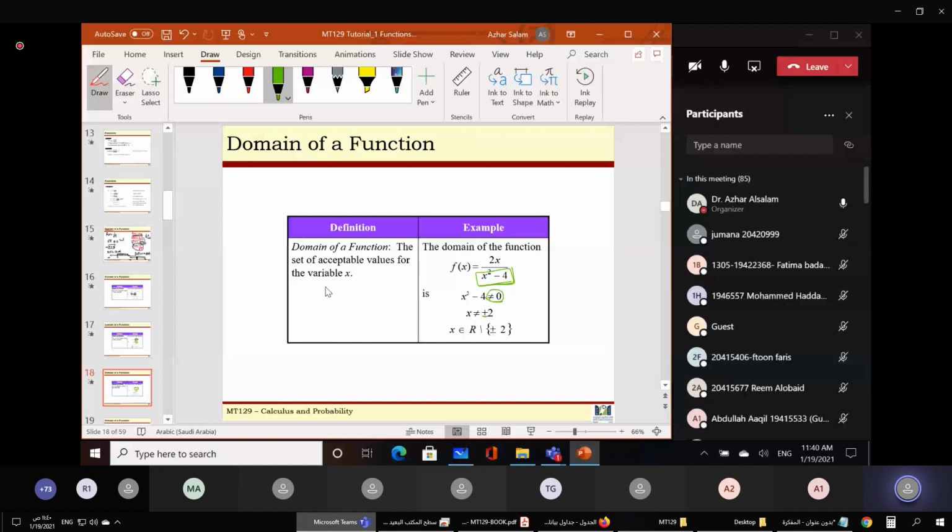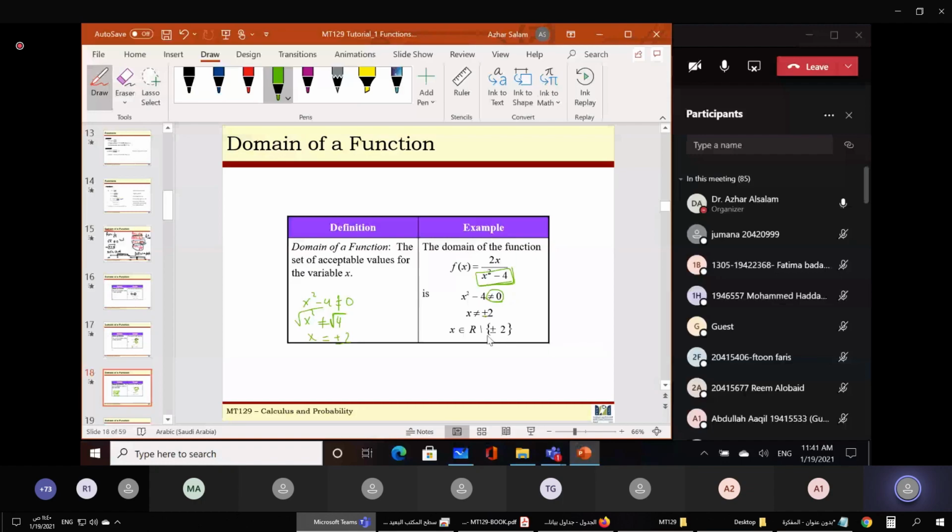How can I get this? x square minus 4 is not equal to 0. So x square is not supposed to equal 4. I take the square root of the two sides. So x equals plus or minus 2. The square root always gives me plus or minus, okay? Since plus 2 square is 4 and also minus 2 square is 4. So the square root could be plus or minus.